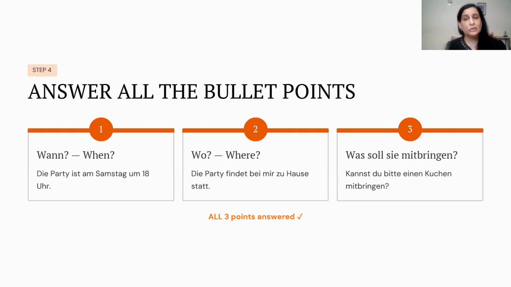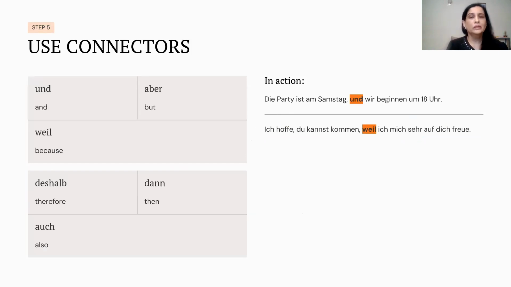Was soll sie mitbringen? What should she bring with her? Kannst du bitte einen Kuchen mitbringen? Now you are asking her: can you please bring a cake with you? All three points answered. Just check whether you have covered all three bullet points. Don't miss any bullet point.